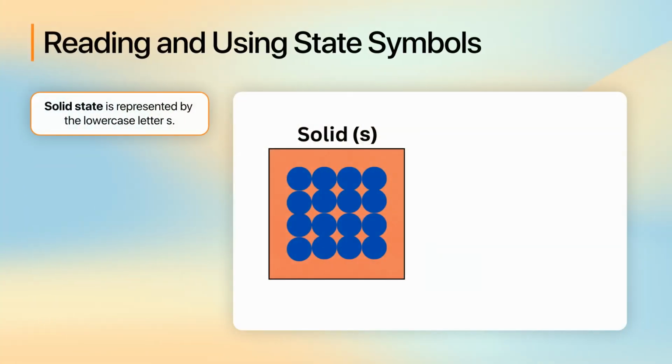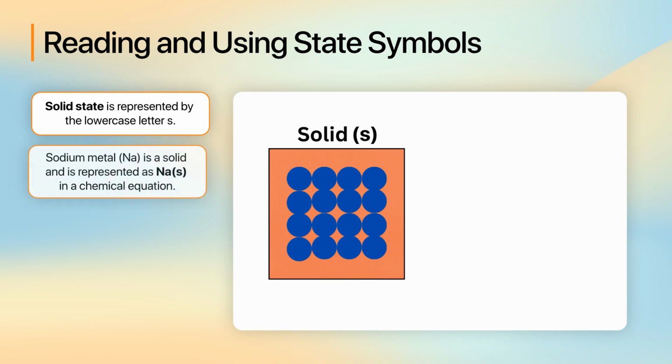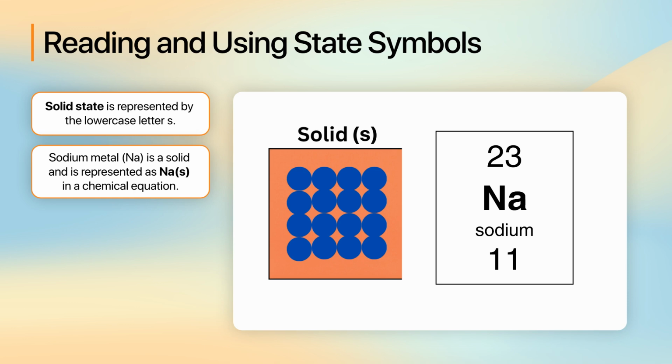The solid state, represented by the letter S, is shown here. When a substance is in the solid state, its particles are closely packed together in a fixed orderly arrangement. For example, sodium metal, Na, is a solid and is represented as Na(s) in a chemical equation.